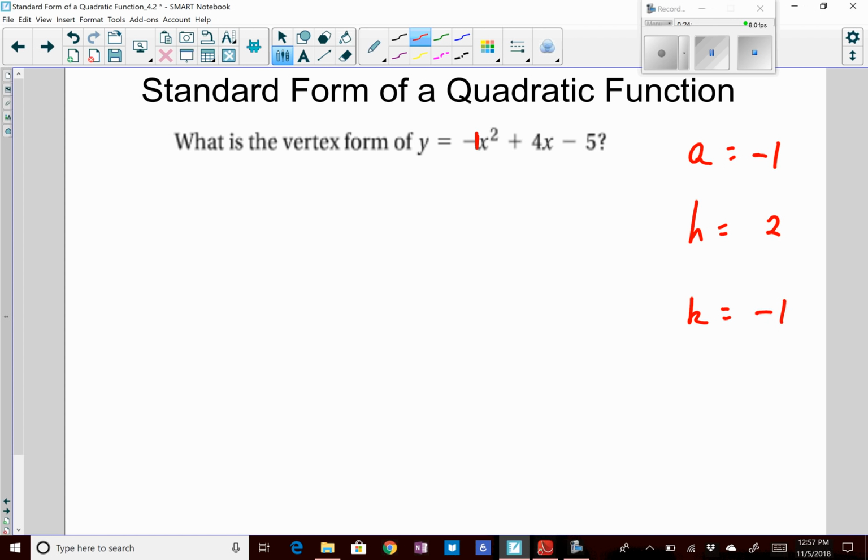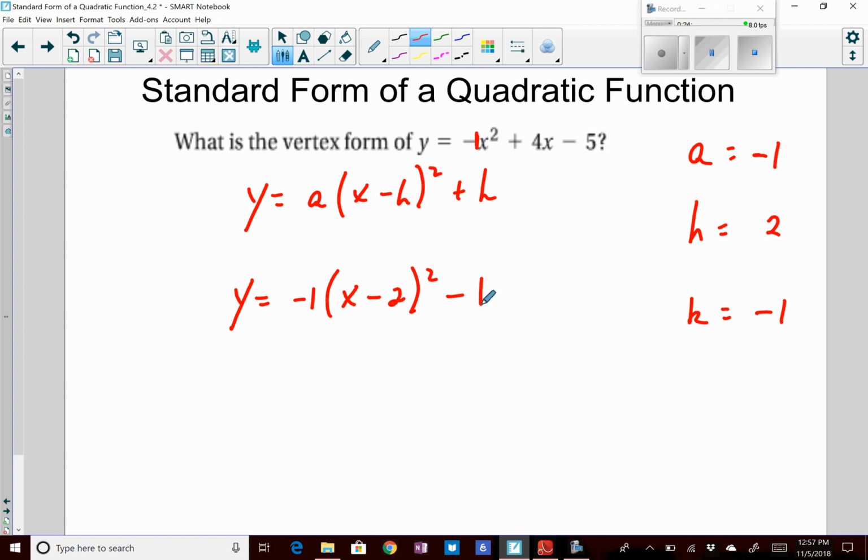So to write the equation, y equals a times x minus h squared plus k. So in this case, it's y equals negative 1 x minus 2 squared minus 1. And we have our equation in vertex form.